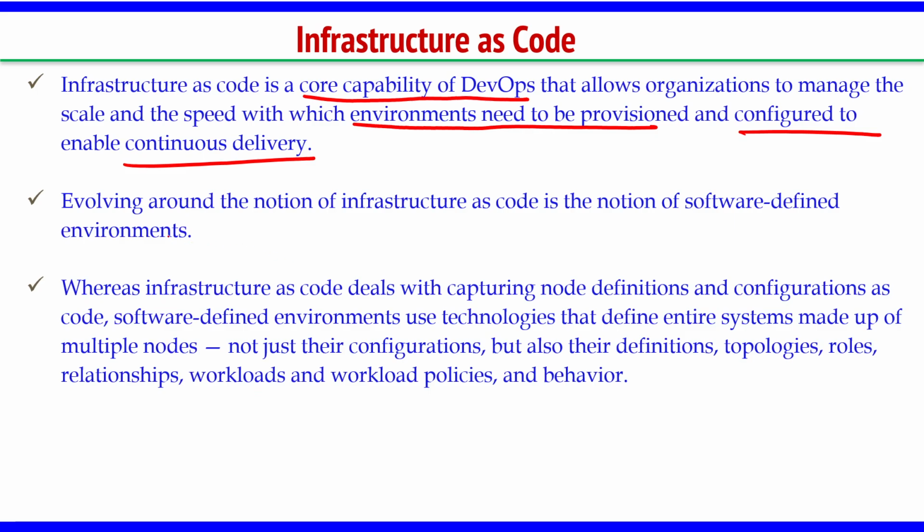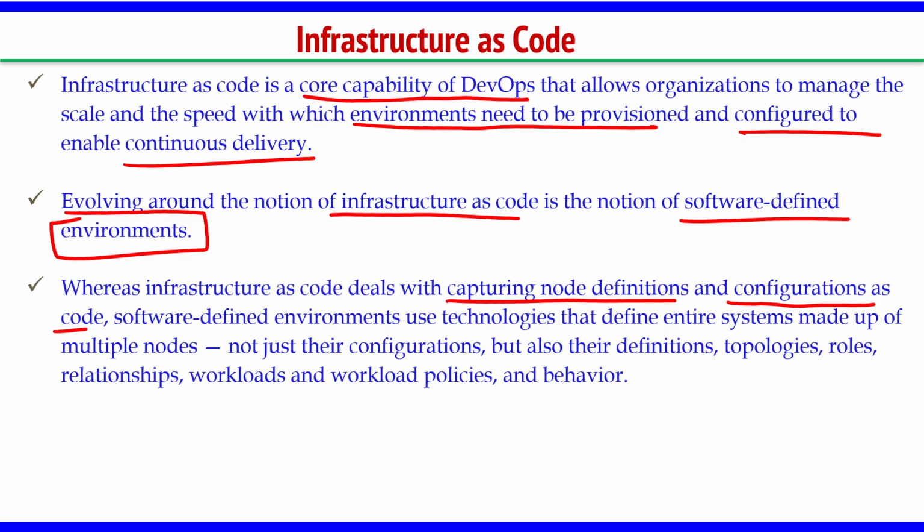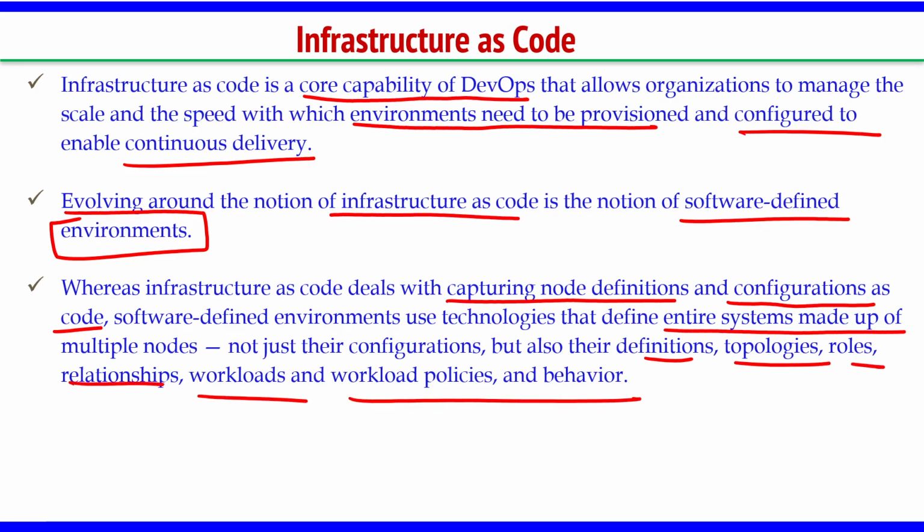Evolving around the notion of infrastructure as code is the notion of software defined environments. We are setting up the environment as software code. Infrastructure as code deals with capturing node definitions and configurations as code. What configuration you want will be written as code. Software defined environments use technologies that define entire systems made up of multiple nodes, not just their configurations, but also their definitions, topologies, roles, relationships, workload and everything.